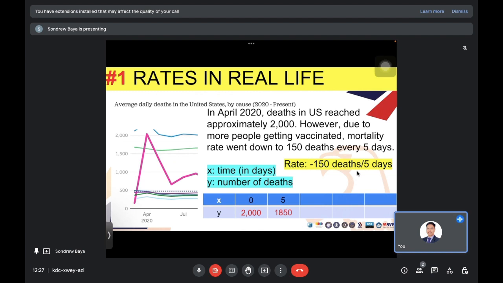But looking at the positive side of it, it's not as many as the 0th day because now the rate has gone down to 150 every 5 days. So instead of having 2,000 people dying every day, after 5 days, it went down to 150. Thus, we only have 1,850. So after 10 days, the number of deaths is 1,700. 15 days, 1,550. And 20 days, it's 1,400. So this is the use of the rates. It enables you to determine the y values every time you change the x values. Alright?